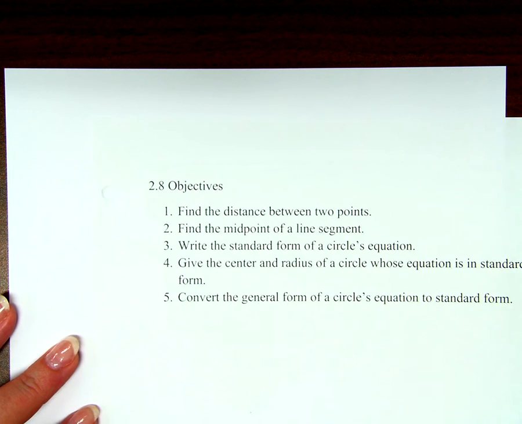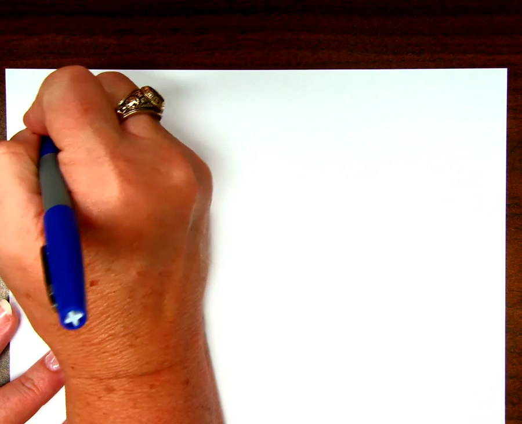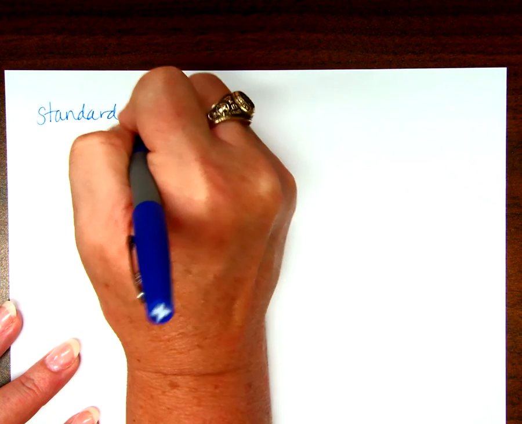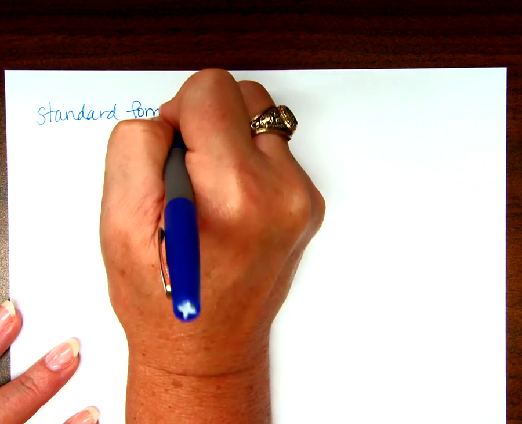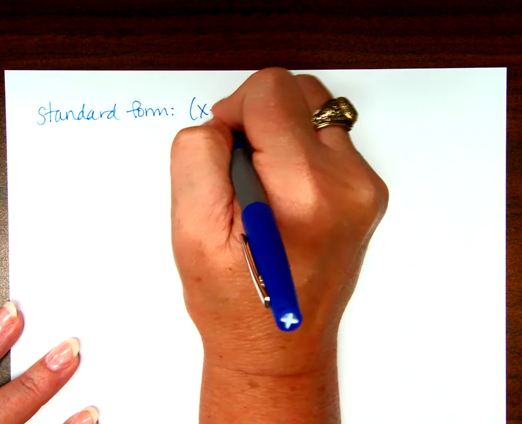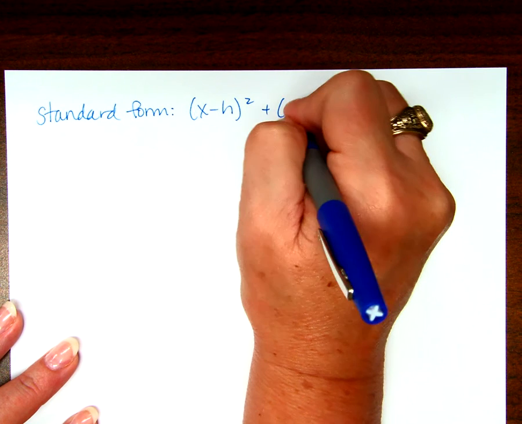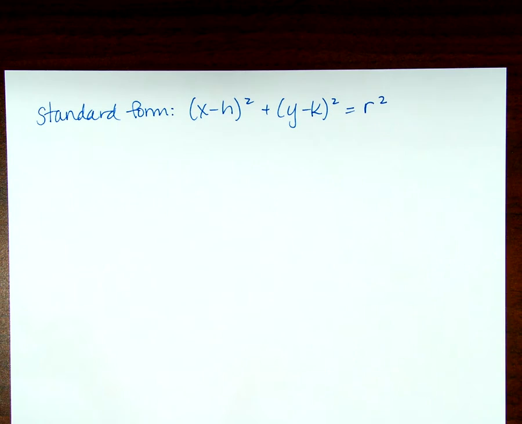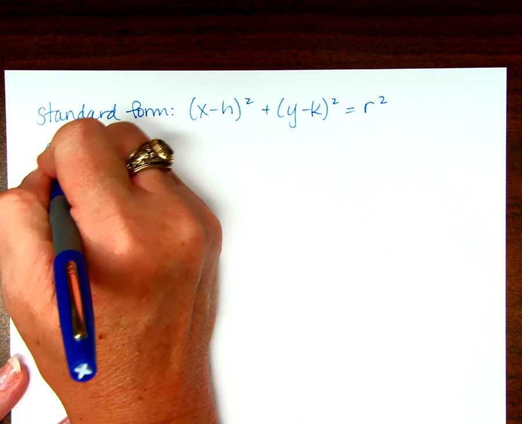So, let's make sure you understand the 2 terms that they use in that objective. General form and standard form, okay? I think you got standard form now. But just to make sure, (x − h)² + (y − k)² = r². That's standard form, okay? We need to be able to get things into standard form when they're given to us in general form.